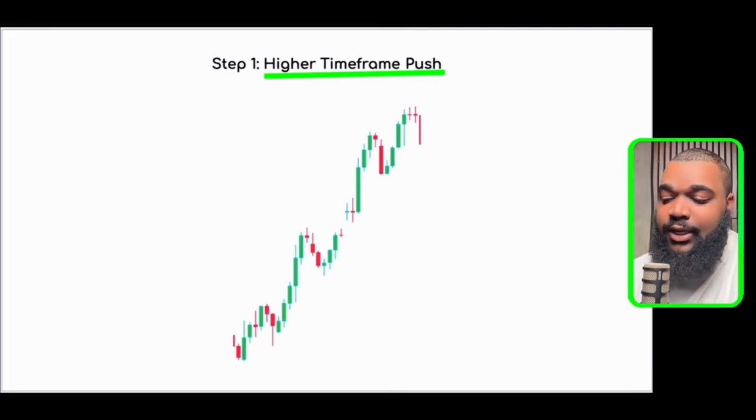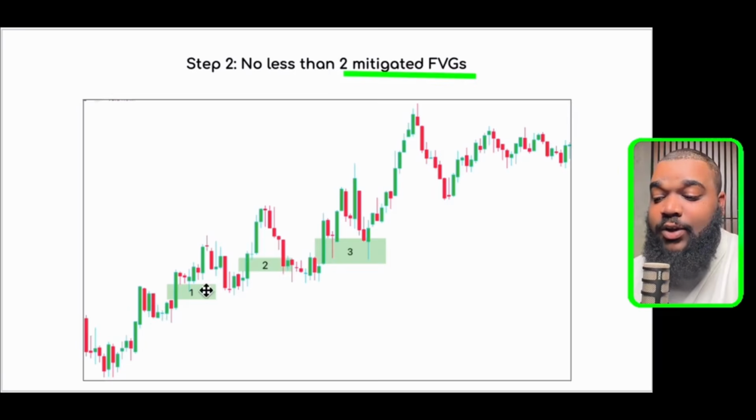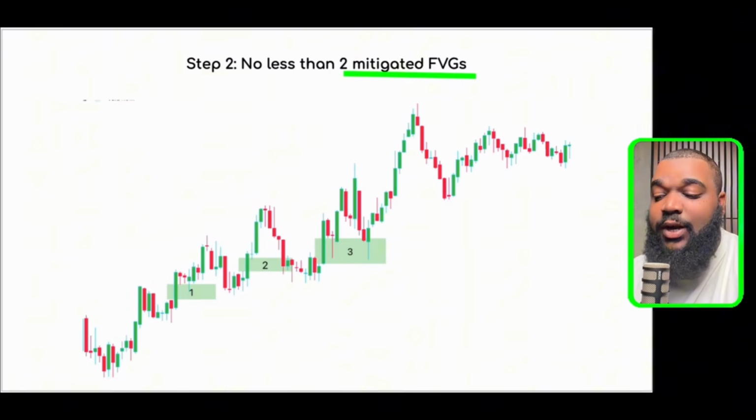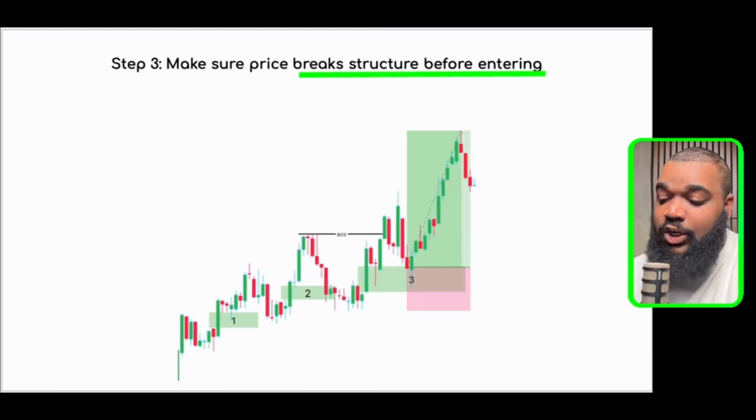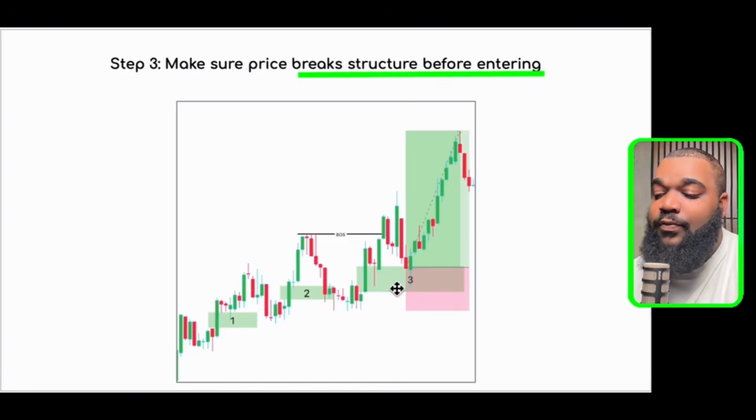So step 1, again, higher time frame push. This is the 1 hour, 15-minute, or 30-minute, whatever higher time frame push you see happening. This is the higher time frame push. Step 2 is no less than 2 mitigated fair value gaps. You want 2 fair value gaps to be mitigated. So right here, you got 1, you got 2, and you would have entered off the 3rd one for price to keep pushing. Make sure that there is a break of structure in these trades. In order for you to enter off this 3rd fair value gap, it has to break.